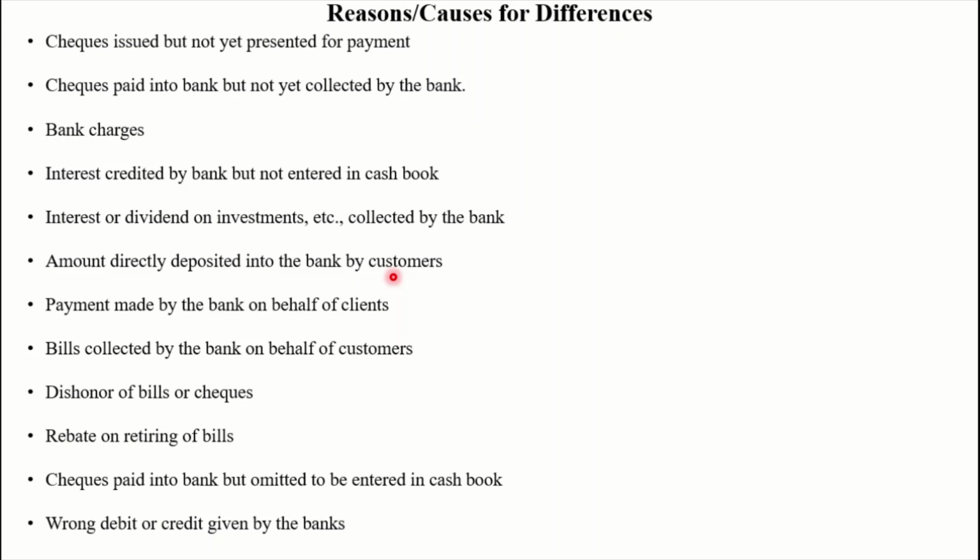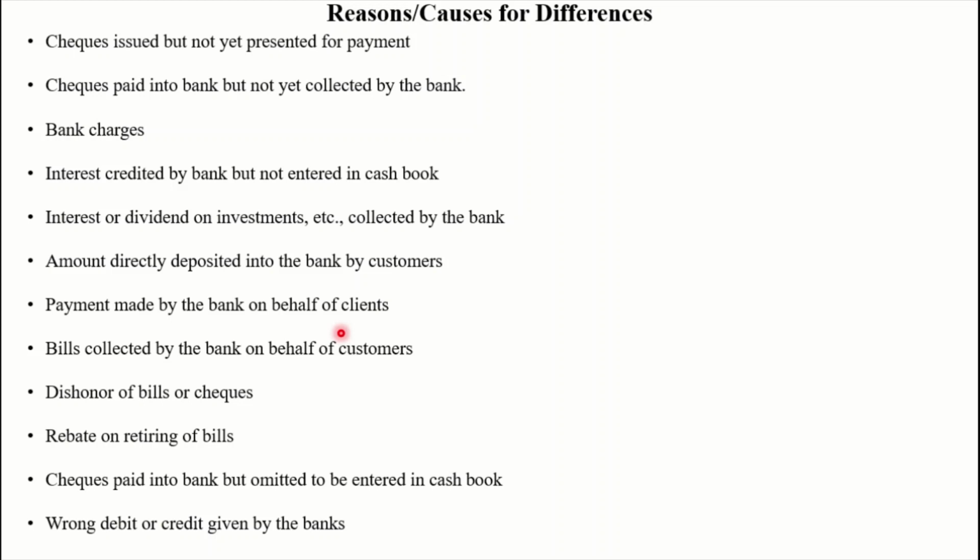Then, payment made by the bank on behalf of the client. The businessman may give standing instructions to make the payment of insurance, rent, license fee or any other payment on his behalf when they fall due. On the instruction of the customer, the bank makes the payment on the due dates and debits the client's account. But the businessman enters the same in his books only when he receives the intimation from the bank or the bank statement. Till it is done, the two balances show differences.